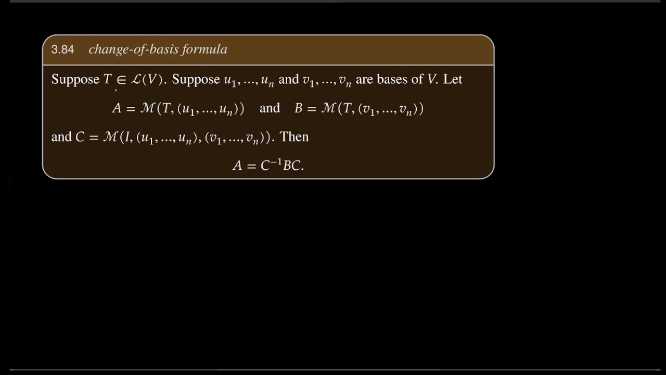The idea is as follows. Suppose you have a linear map T from V to itself. Take two different bases, U1 through UN and V1 through Vn of V. Let A be the matrix of T with respect to the basis U, with this as the basis on one side and the other side. Let B be the matrix of T with respect to the basis V, and let C be the matrix of the identity with respect to the bases U1 through UN and V1 through Vn. Then A, the matrix of T, is equal to C inverse B, the matrix of T with respect to the other basis, times C.